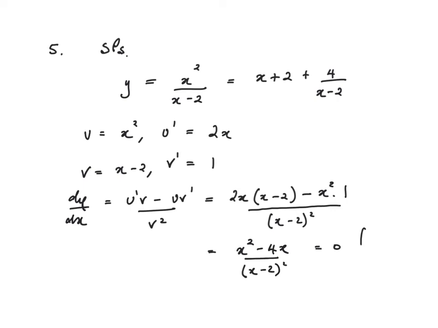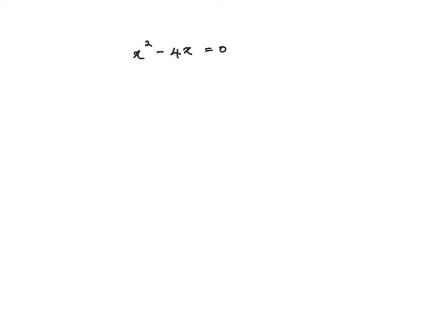Now that equals 0 for stationary points. Remember, when we have a fraction set equal to 0, we're only interested in the top line. So what we have to do is to solve this simple equation. Take out a common factor of x. So x equals 0 and x equals 4. There are two stationary points.